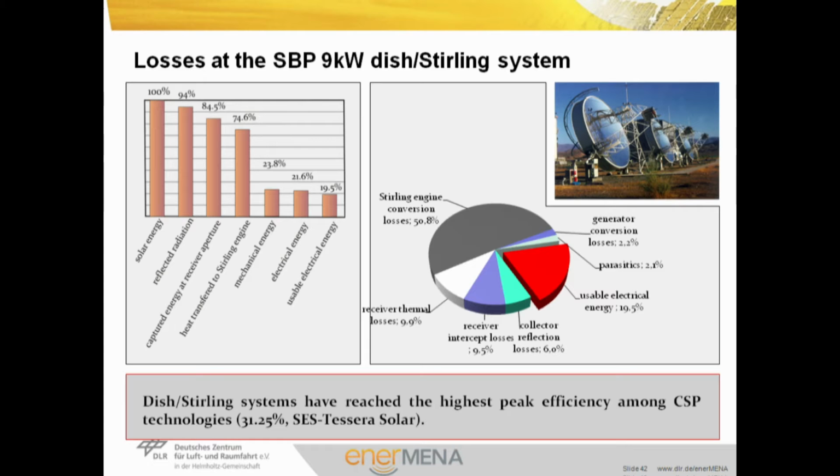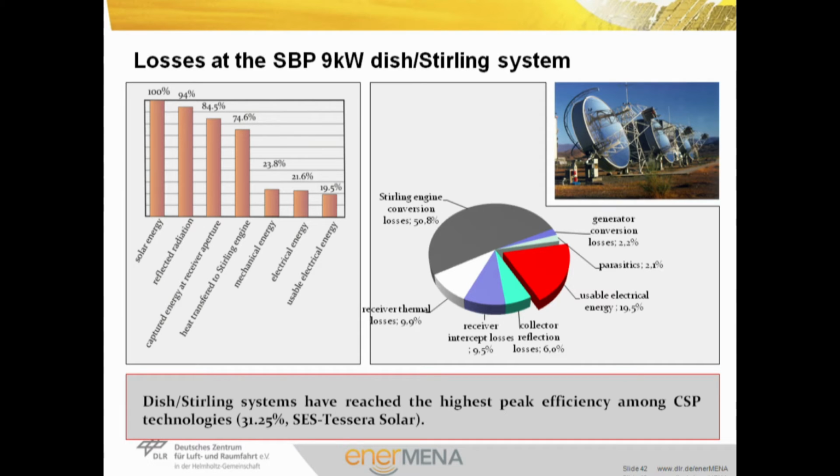The next loss comes from errors in the shape of the concentrator. Not all light that is reflected from the concentrator surface will enter the aperture of the Stirling package. Then we have optical refraction on the receiver surface, we have radiation and convection losses out of the aperture, and we also have some heat conduction losses through the cavity walls.